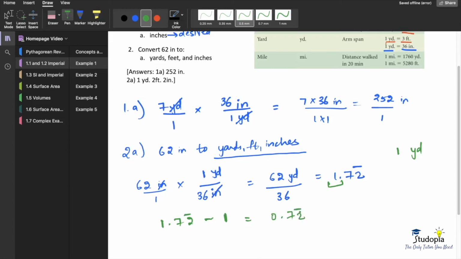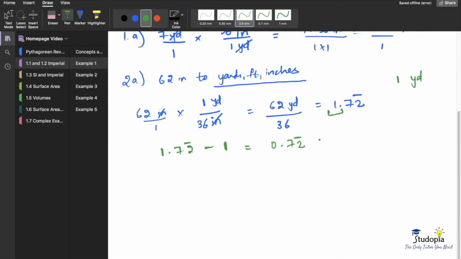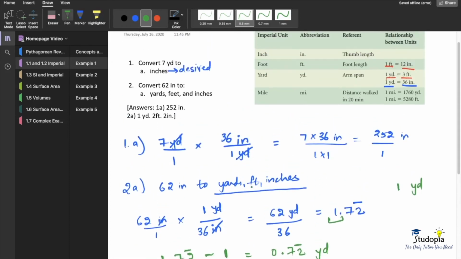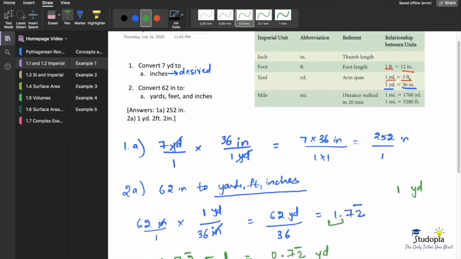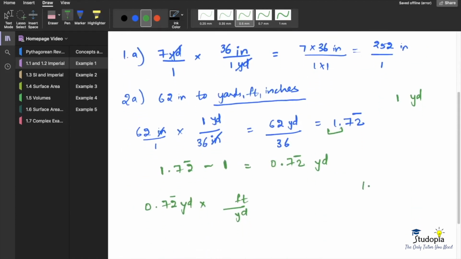0.72 repeating, right? So now we're going to start off with the 0.72 repeating, but this time we have yards to begin with. And now we're going to go from the 0.72 repeating yards to our second desired unit, which is feet. So because feet is my desired unit, it goes to the top and yard in the bottom so we can cancel it out. But now going back to our table here, what is a conversion from feet to yard? We know that 1 yard is equal to 3 feet. So what's the number in front of feet? 3. What's the number in front of the yard? 1. So we put it here.